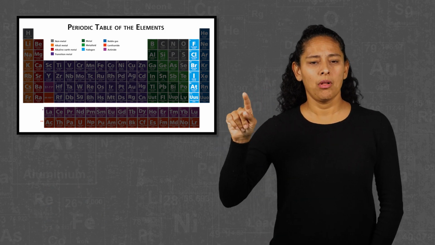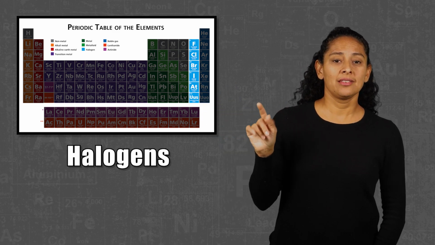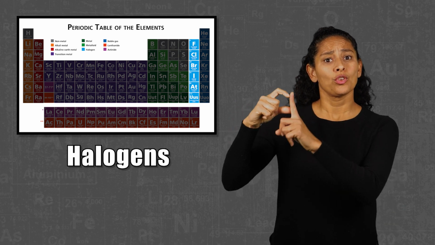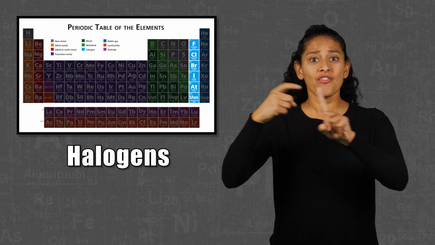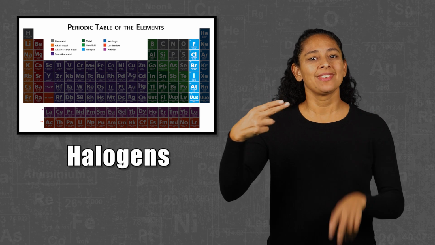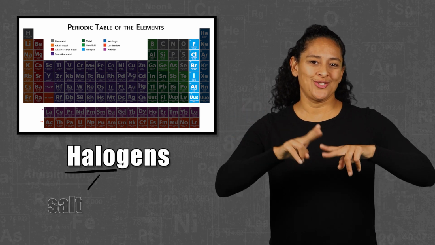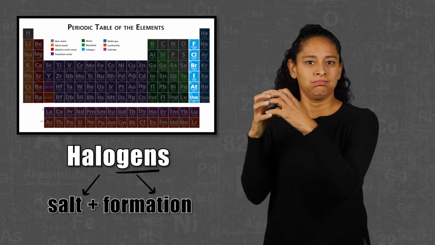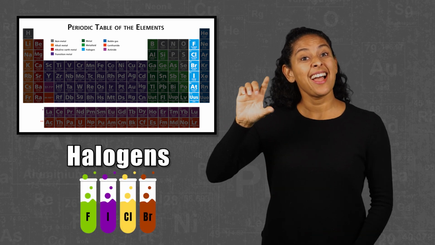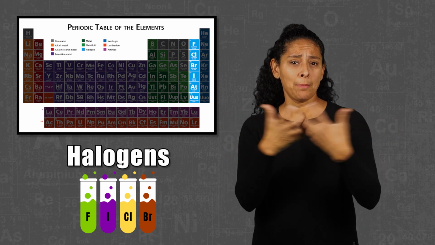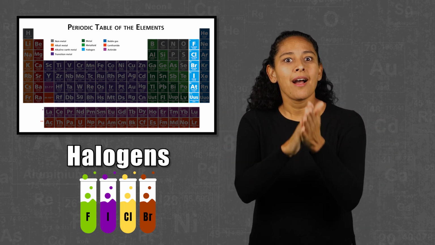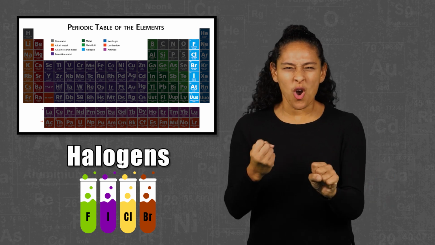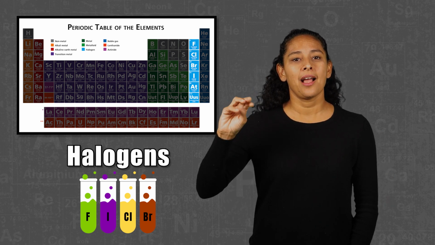To the right of the periodic table, we have halogens. Halogens comes from the Greek word halo, which means salts, and gen, which means formation. These elements readily combine with metals to form salts. They can also form strong acidic compounds.